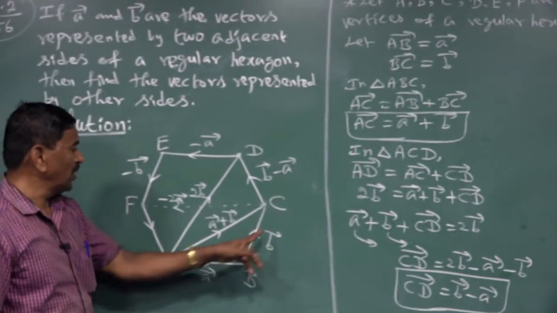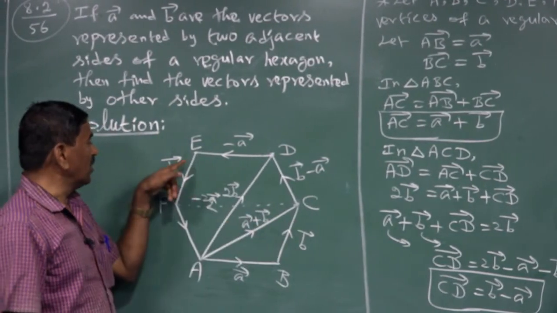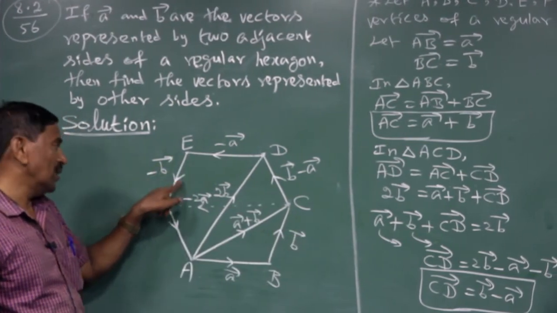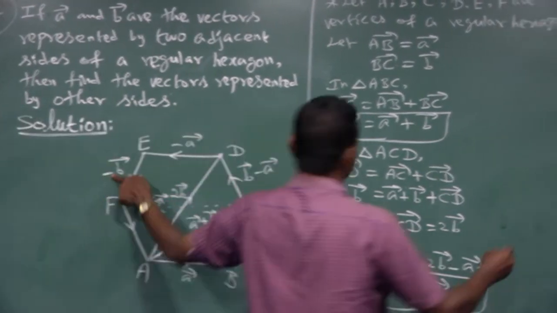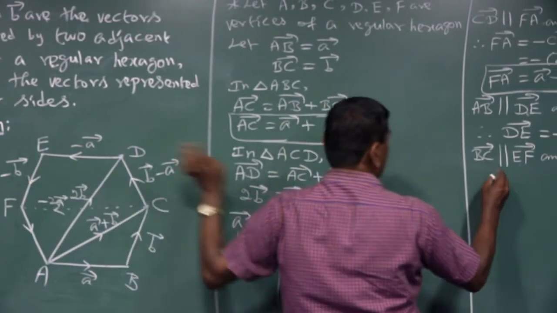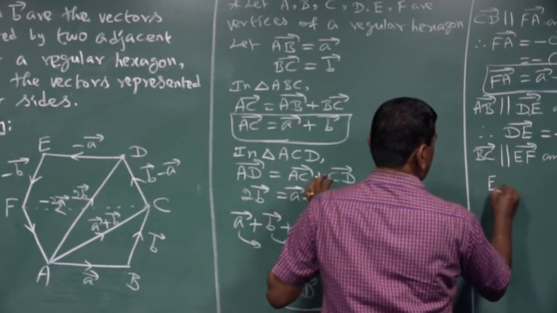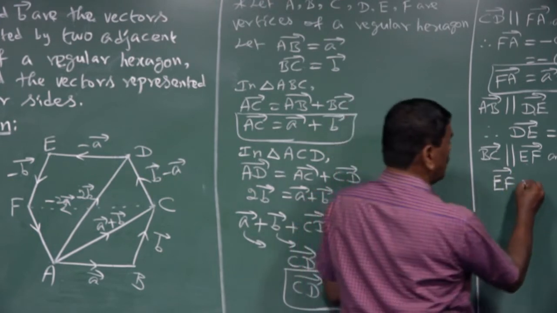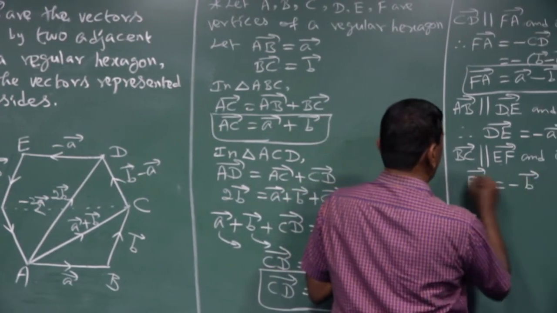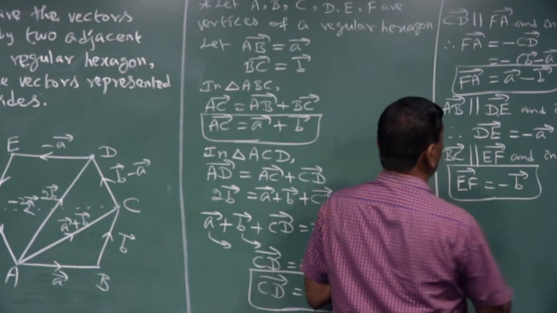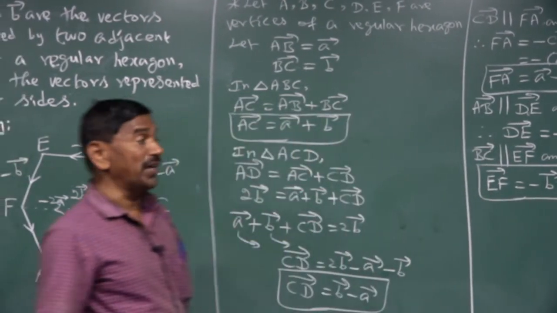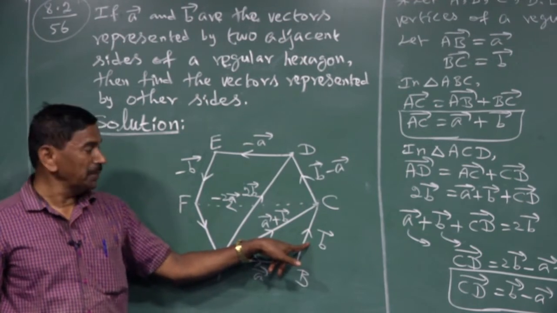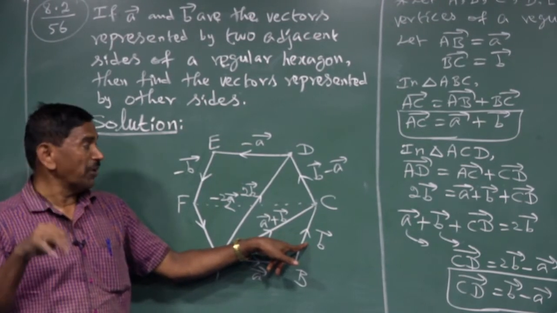Therefore, BC vector is equal to plus B vector. Therefore, EF vector is equal to minus B vector. Now count it. Are all the remaining 4 sides ready or not? Totally 6 sides, in which two adjacent sides are given. The remaining 4 sides we have to find.